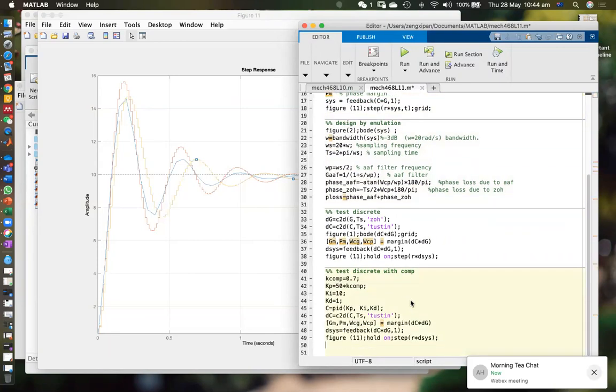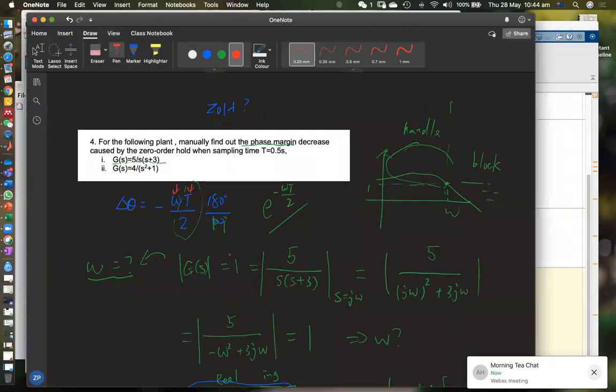So after this, you already have your controllers, right? This is your controllers. And the next step is, haven't done that. So you have your PID controller.